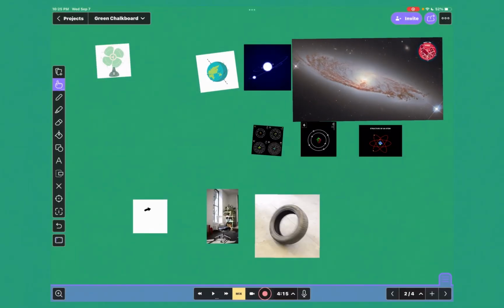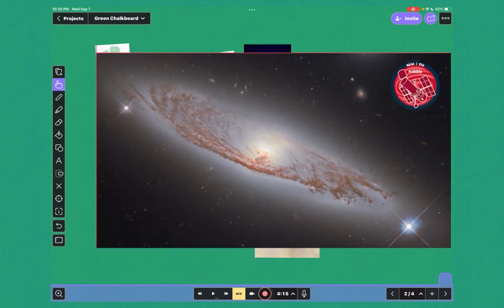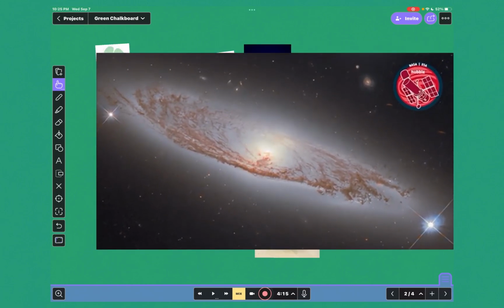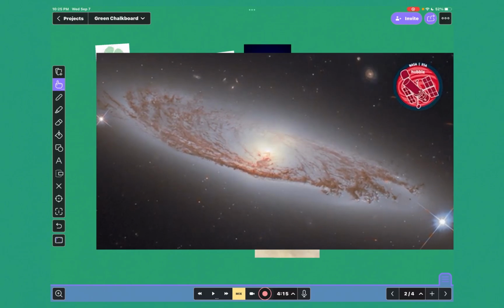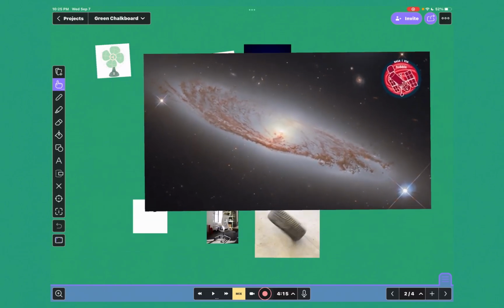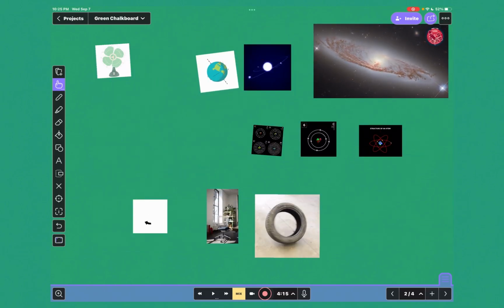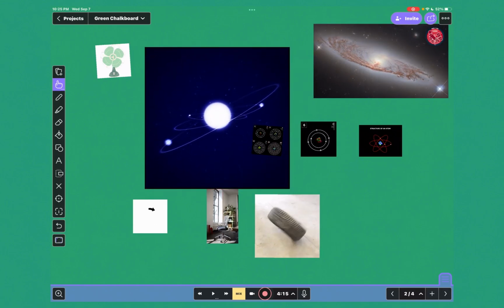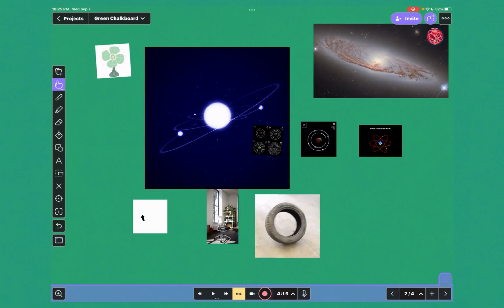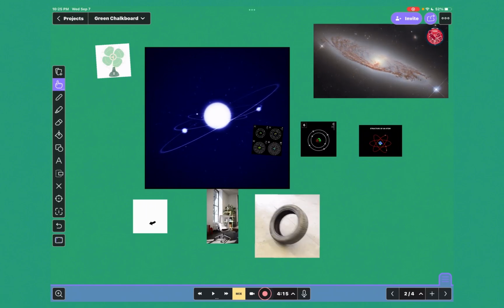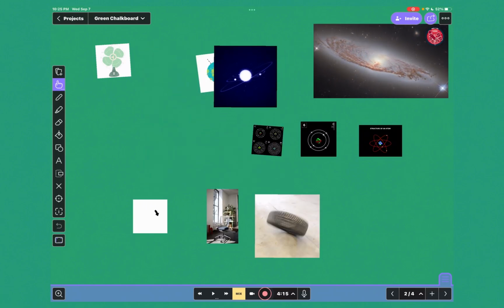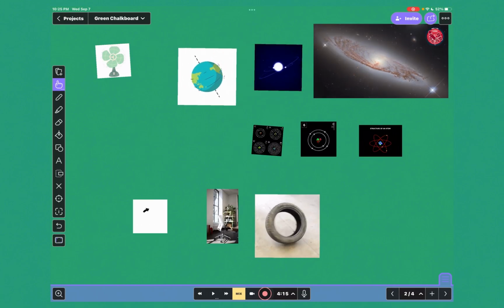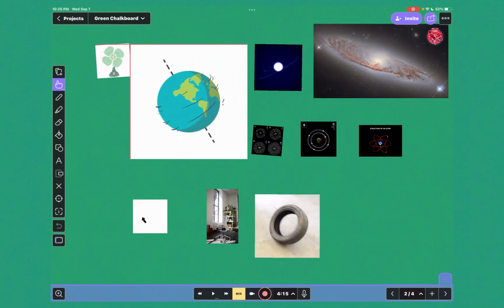Rotation is always happening around us. This is a galaxy that is rotating in the universe around some point, some axis. This is a planetary system. All the planets are rotating around the sun. This is the Earth, which rotates around its axis.